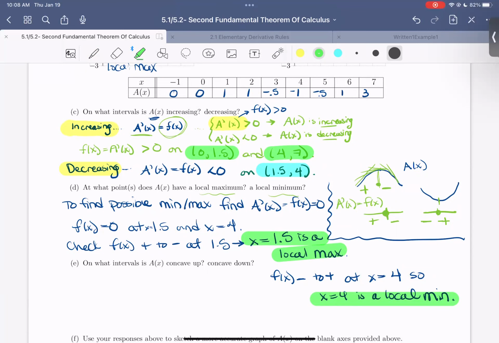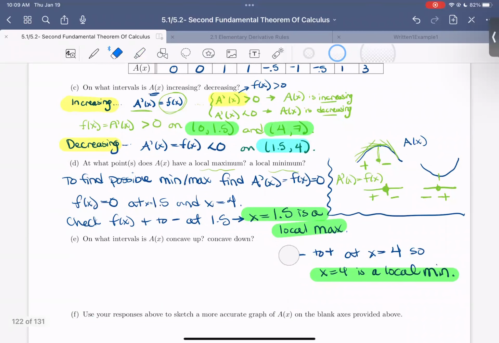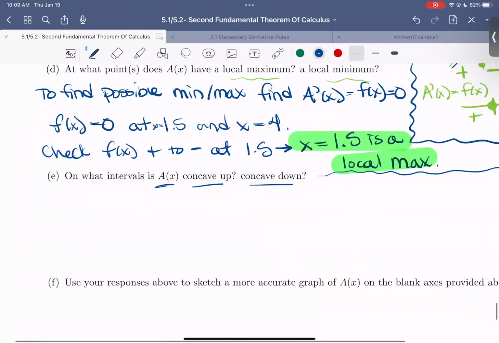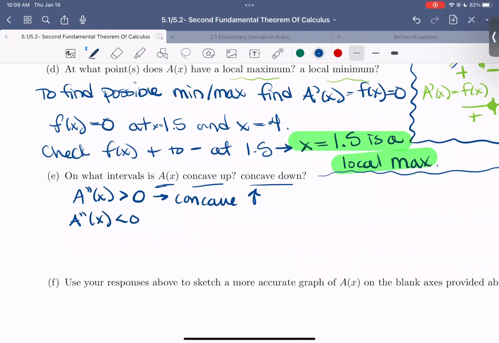Okay, nice work. All right, let's now take a look at part E. I'm going to clean this up a little bit, so make sure you have this all filled out in your notes. I just want to make sure I have enough room for the remainder of the problems. Okay, so part E says, on what intervals is a of x concave up or concave down? So recall that to determine concavity of a function, we usually look at the second derivative. If the second derivative is positive, then we have concave up. And if the second derivative is negative, then we have concave down.